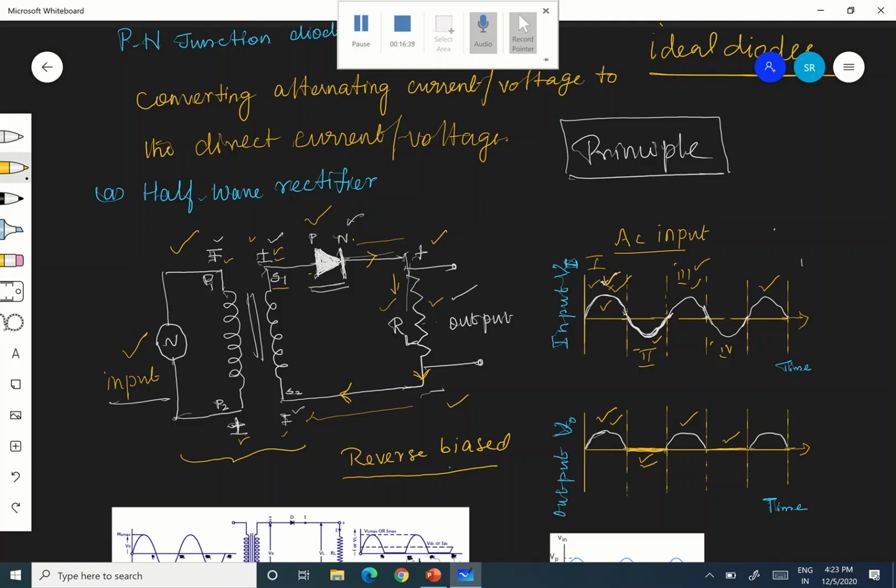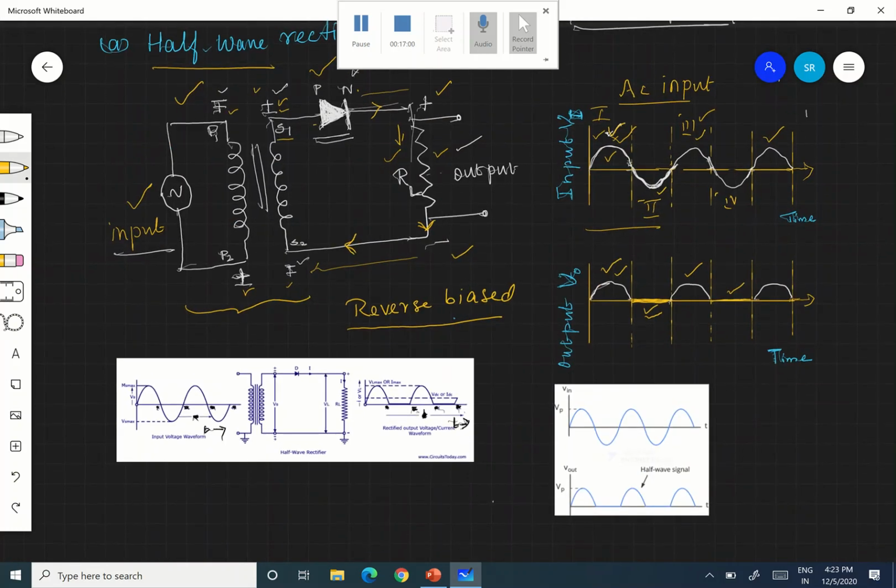You will be getting only one half of the full cycle rectified; the other half cycle it will not even respond to, it is fully wiped out. Okay, therefore that is why it is a half wave rectifier. Half the wave of the input is rectified. Okay, hope that you are able to understand.